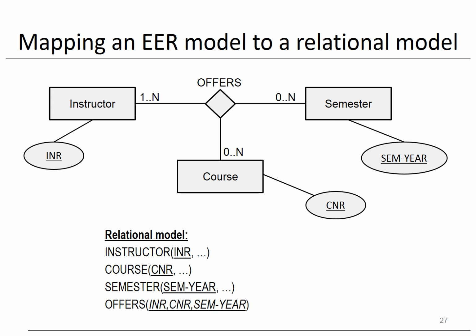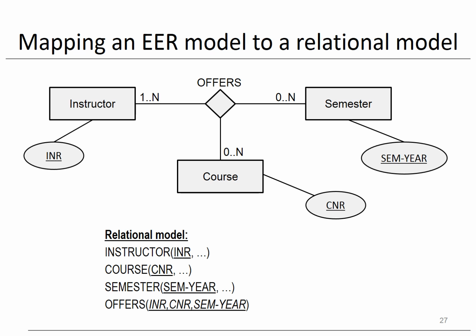The relationship type offers is a ternary relationship type between instructor, course, and semester. An instructor offers a course during 0 to n semesters. During a semester, a course should be offered by at least one, at most one instructors. During a semester, an instructor can offer 0 to n courses. As with the previous example, the relational model has one relation per entity type and one relation for the relationship type.